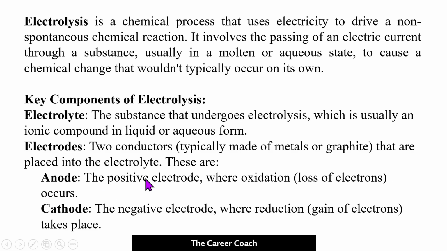An anode is a positive electrode where oxidation, which also means loss of electron, occurs. So oxidation is loss of electron, which happens at the anode, and reduction is gain of electrons, which happens at the cathode. A cathode is the negative electrode where reduction, which is a gain of electron, takes place.